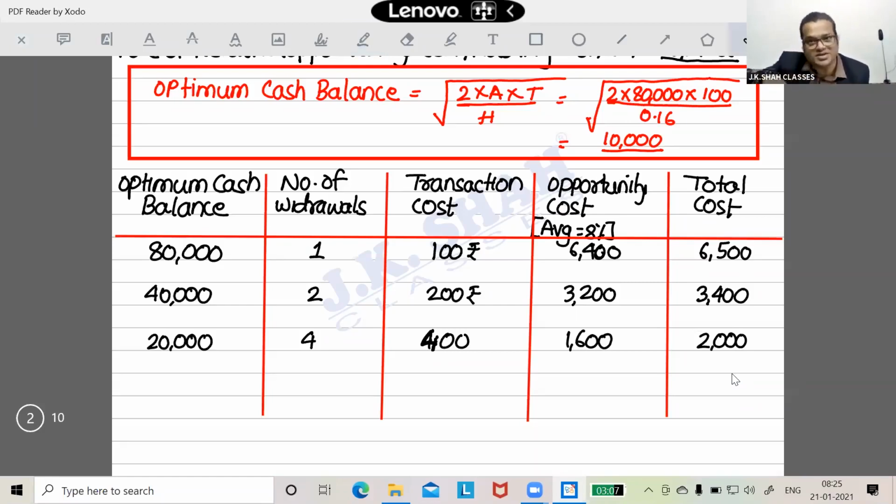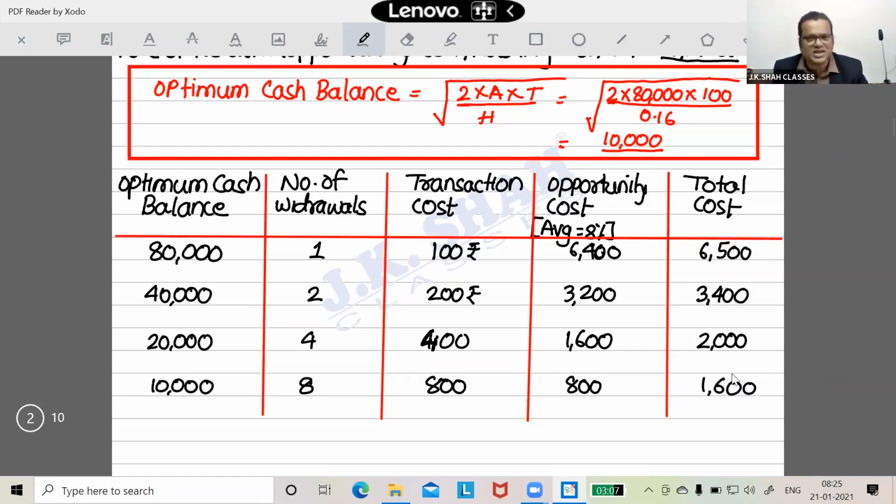So now I will tell my person, do one thing, go and withdraw 10,000 at one go. Number of withdrawals would be 8, correct? We want a total of 80,000. So 800 rupees will be the transaction cost, and the interest loss is 10,000 into 8%, 800. So now the logic is getting more and more powerful. Wow, it has gone down further.